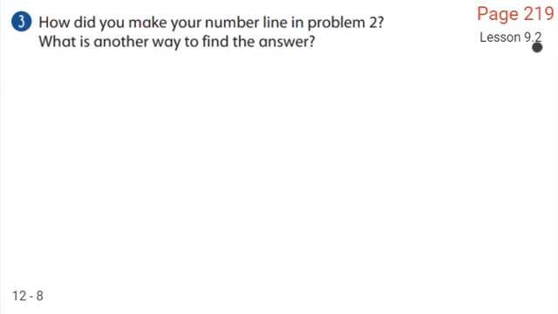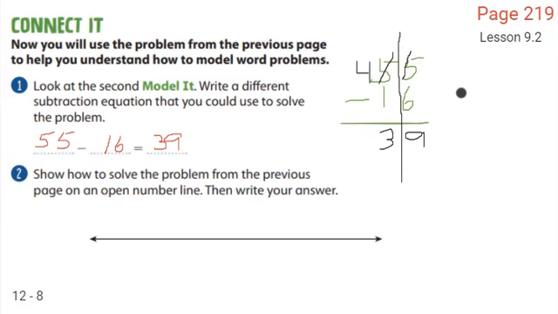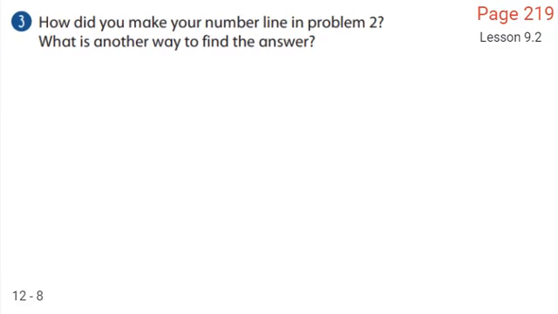Okay, we're still on page 219. So it says here, how did you make your number line in problem 2? Well, again, you can go back and explain that. It says here, though, what is another way to find the answer? Well, what was that again? So we had 55 minus 16. All right. Let's do this as regrouping, but using 10s.